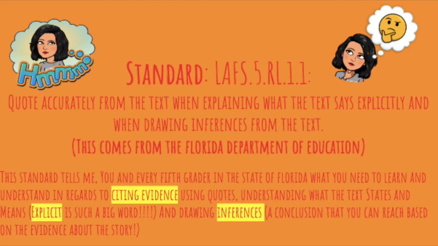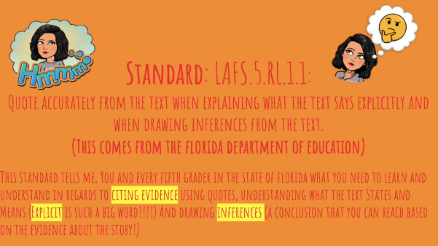When we're looking at standard LAFS.5.RL.1.1, it tells the teacher that the student needs to quote accurately from the text when explaining what the text says explicitly and when drawing inferences from the text. This comes directly from the Florida Department of Education.